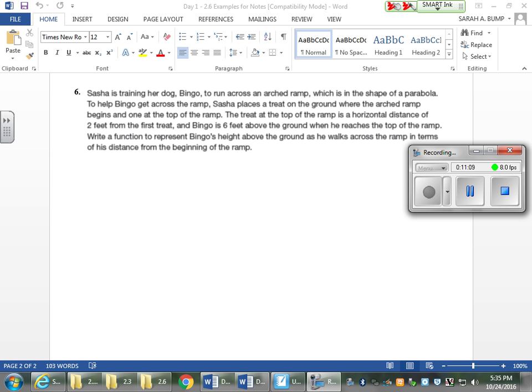So I'm going to draw a sketch so you guys get a better visual of what's happening. Imagine kind of like a skateboarding ramp, where the doggy's down here. Here's a doggy. Looks like a bear. He's going to climb up the ramp to get the treat at the top. Where he starts, think of that like the origin, 0, 0. Where the treat is, it told us it's at a horizontal distance of 2 feet. And when he gets up there, he's 6 feet above the ground. So that's at a point of 2, 6.